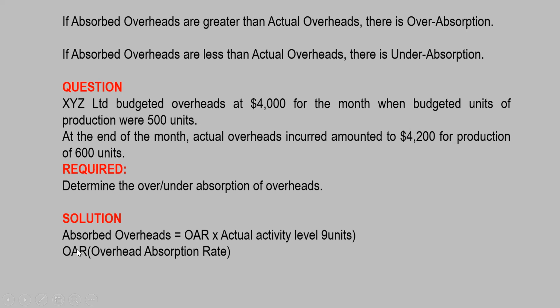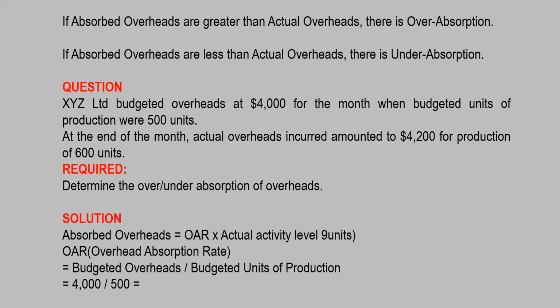So how do you determine the overhead absorption rate now? Because it's not given, we just use budgeted information. So you say budgeted overheads over budgeted activity level, but this time around we have been provided with units, so I would say over budgeted units of production. And when you are given the normal level of production, divide by that normal level. In our case, we have budgeted overheads of $4,000 and budgeted units of production of 500 units. So you divide 4,000 by 500, and it remains with $8 per unit.